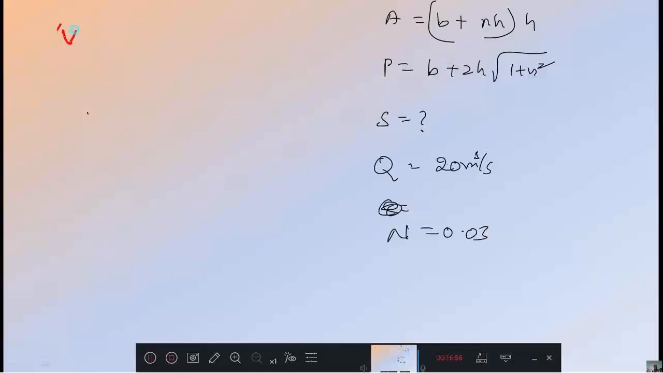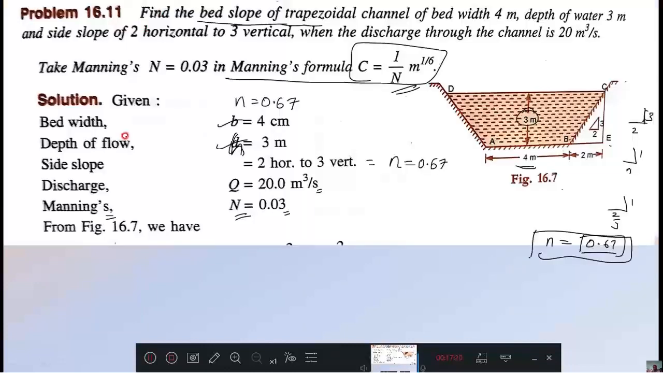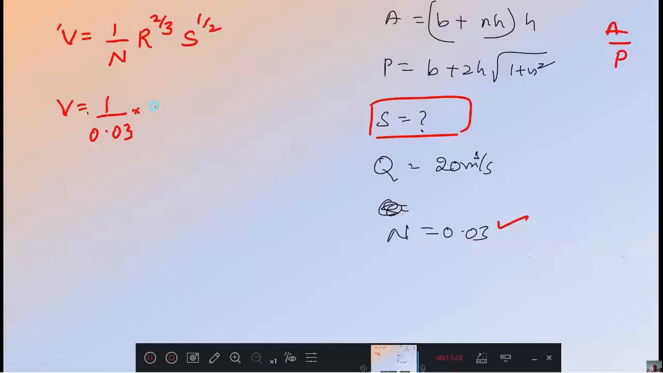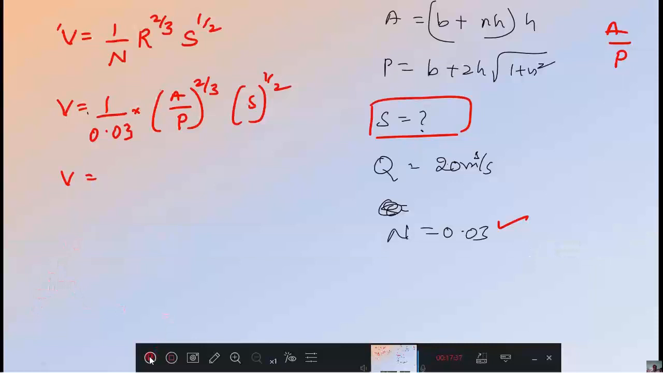Manning's formula is velocity is equal to 1 by n, R raised to 2 by 3, S raised to 1 by 2. Then S is unknown, keep it unknown. Then R you will get as A by P here. Then n is directly known. We will substitute. V is equal to 1 divided by 0.03, and this is (A by P) to the power 2 by 3 and S to the power 1 by 2. Then you calculate V. Substitute everything here. You already know these values, I will tell you the answer, you cross check.